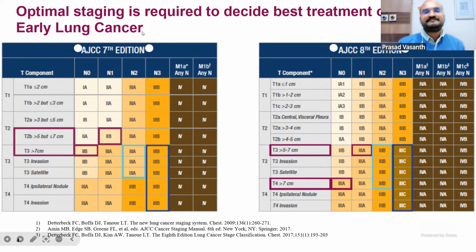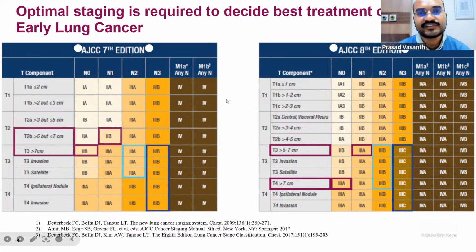The changes in AJCC seventh edition and eighth edition: in the eighth edition as compared to the seventh edition TNM staging, there is more focus on subdivision of early stage tumors, like T1A is less than 1 centimeter. However, it was less than 2 centimeter in AJCC seventh edition. And also the T3 lesion, 5 to 7 centimeters in AJCC 8th edition, which was earlier more than 7 centimeter in AJCC 7th edition.